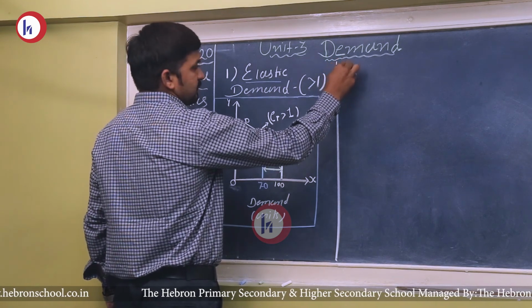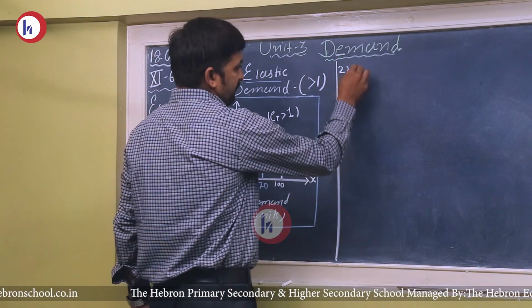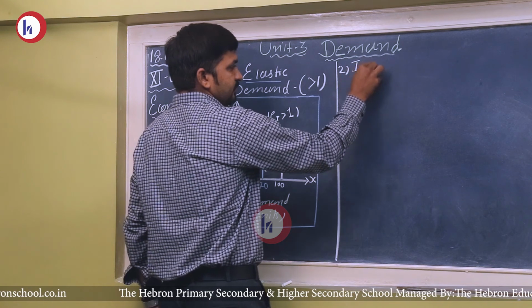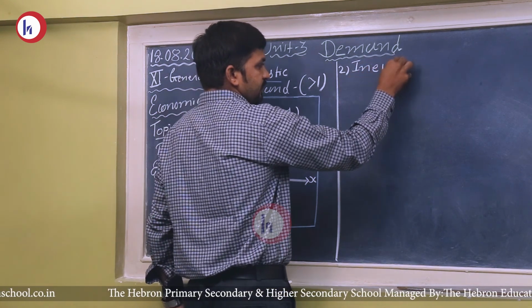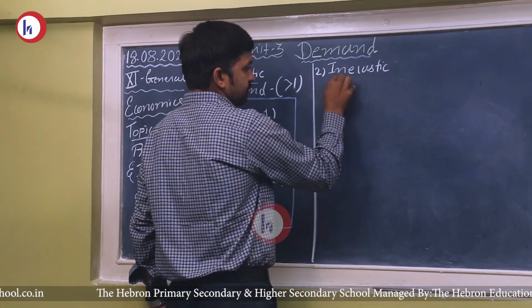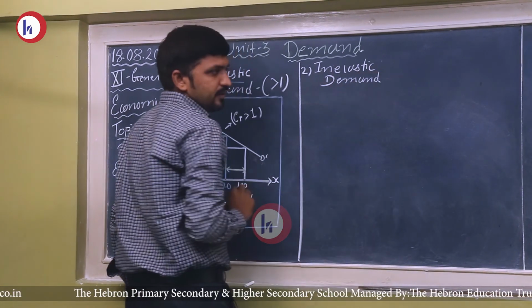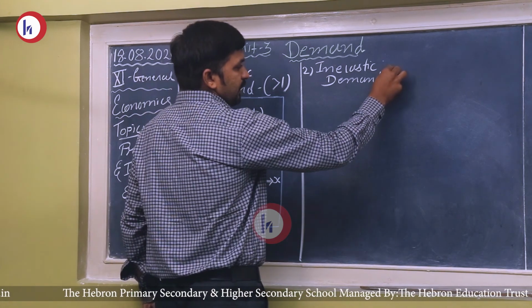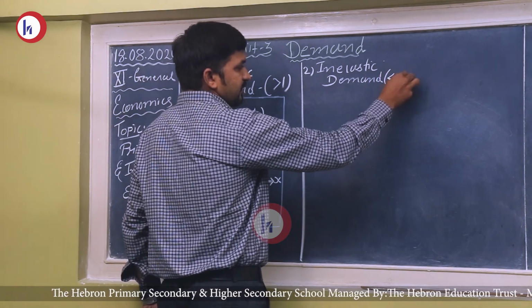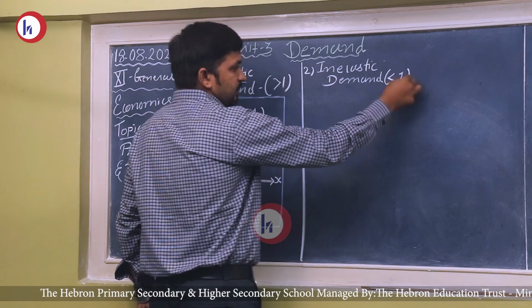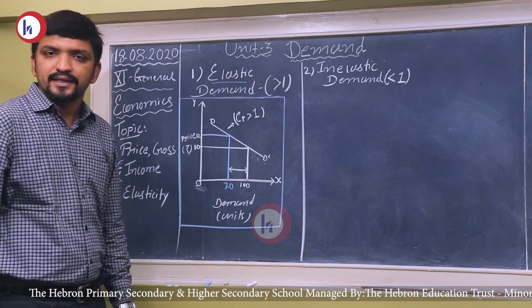Now, number 2. Second, we have seen inelastic demand. Let me write inelastic demand. And as we all know, the outcome is less than 1.